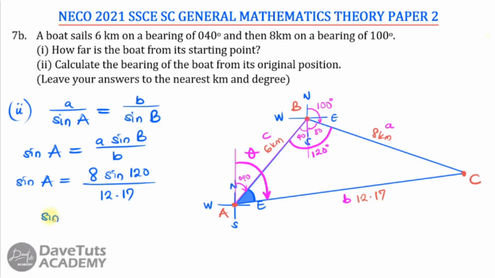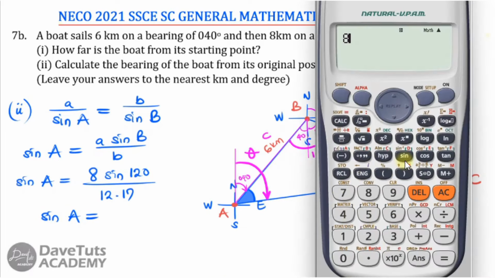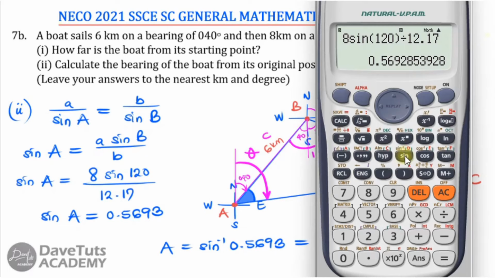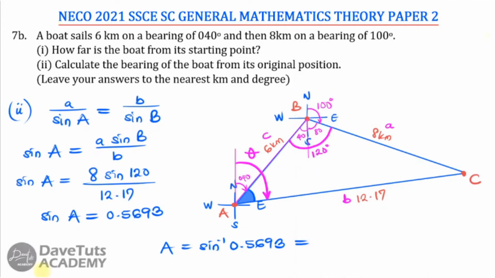So sine A will be 8 sine 120 divided by 12.17, which is 0.5693. So this is 0.5693, and then A itself will be arc sine 0.5693, and that's going to give us, shift sine on the answer we just got, 34.7.